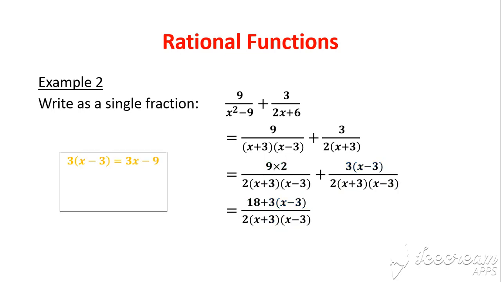Right, well let's take the 3 bracket x minus 3 and expand that, and then when we go 18 plus the 3x minus 9, that simplifies down to 3x plus 9. I'm just simplifying the top part of the fraction at the moment, and so I get on the top of the fraction 3x plus 9, and on the bottom my common denominator, which is 2 bracket x plus 3 times x minus 3. I don't have to multiply out the bottom if I don't need to.